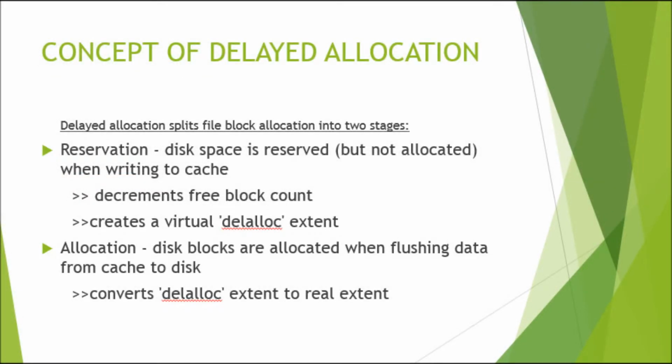Concept of delayed allocation. Delayed allocation splits file block allocation into two stages. First, reservation: disk space is reserved when writing to cache. Decrement the free block count and create a virtual delalloc extent. Second, allocation: disk blocks are allocated when flushing data from cache to disk. Convert the delalloc extent to a real extent.